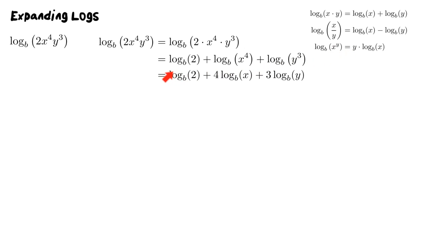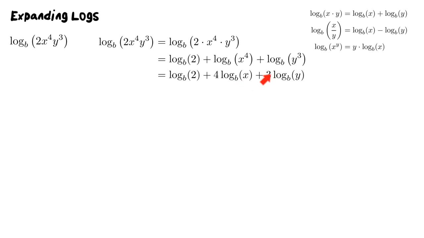So now when I look at term by term, log base b of 2 doesn't have any power, so that just stays as log base b of 2. But the second term, log base b of x to the fourth, has a power, a fourth power, so that 4 can come down in front and multiply as a coefficient. So the second term becomes 4 times log base b of x.